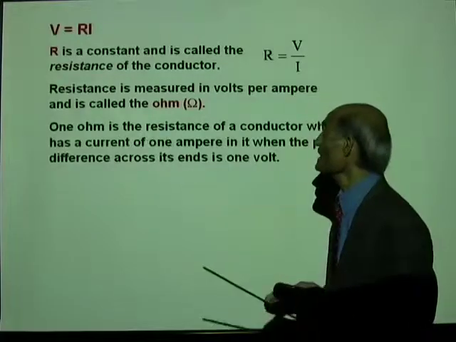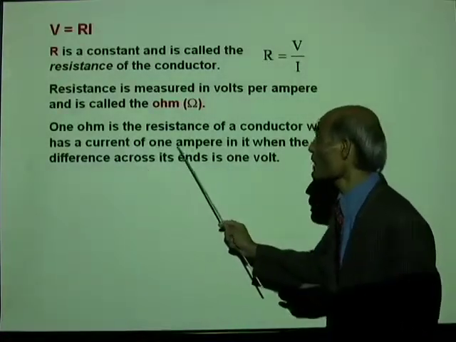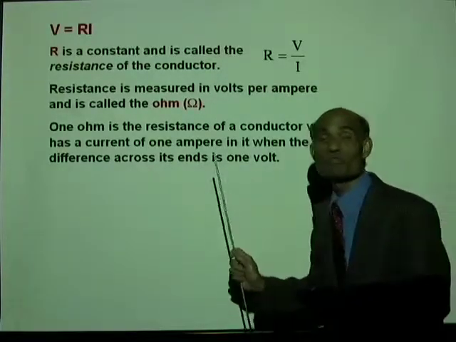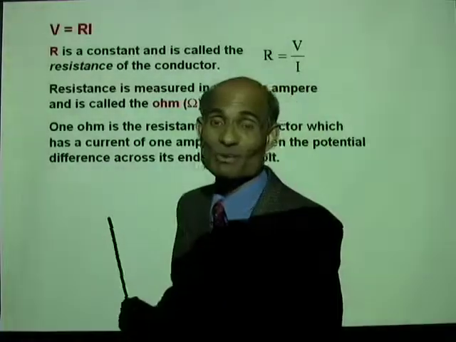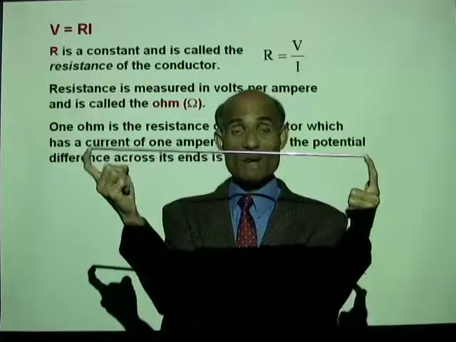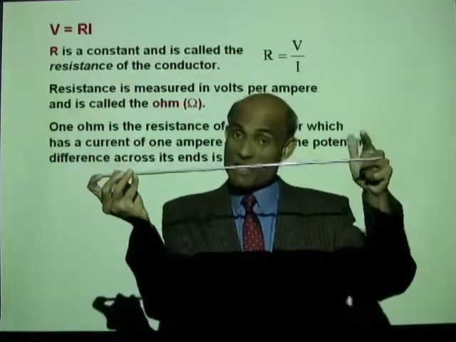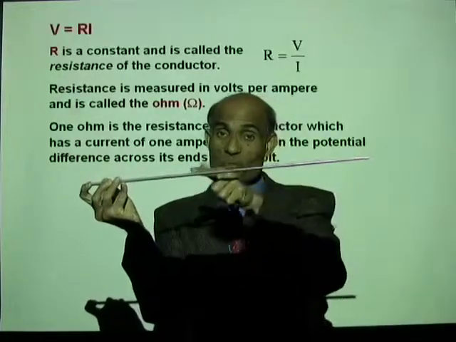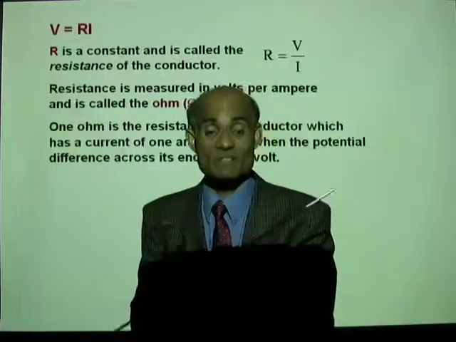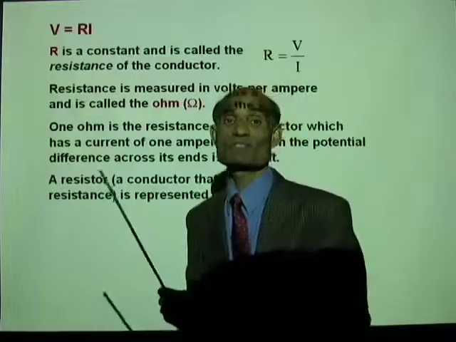1 ohm is the resistance of a conductor which has a current of 1 ampere in it when there is a potential difference of 1 volt. So if I can produce a potential difference of 1 volt between the ends of this conductor, and at that time a current of 1 ampere flows in this conductor, that means the resistance of this conductor is 1 ohm. That is the definition of resistance.